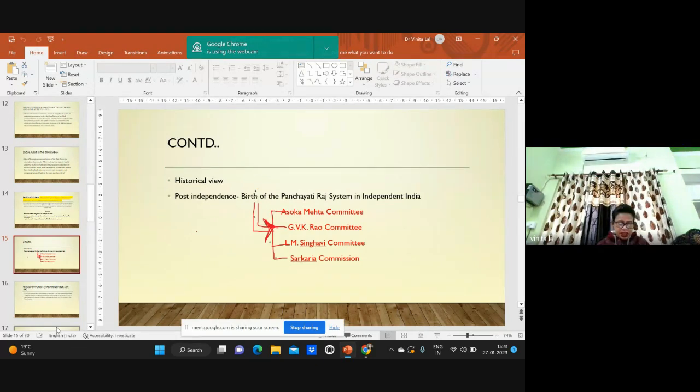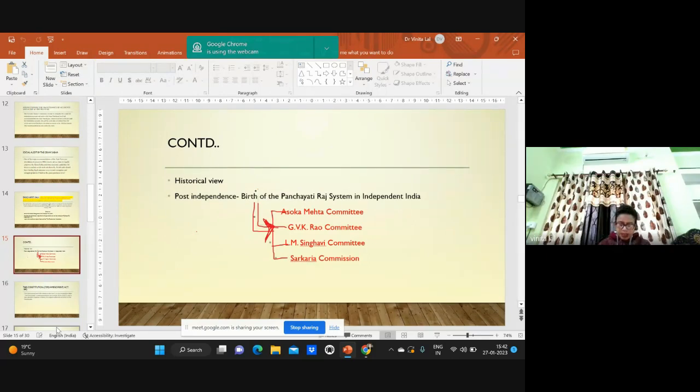Now LM Singhvi committee. It was set up in 1986 and it gave importance to Gram Sabha, and some recommendations are: local self-government should be constitutionally recognized. Elections at the panchayat or village level should be held regularly without any delay. Panchayati Raj Judicial Tribunals should be set up in every state to deal with matters related to the working of Panchayati Raj. There should be adequate financial resources to ensure effective functioning of the panchayat. And participation of individuals attached to political parties should be discouraged.